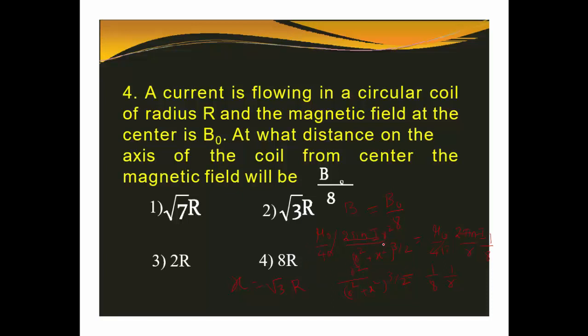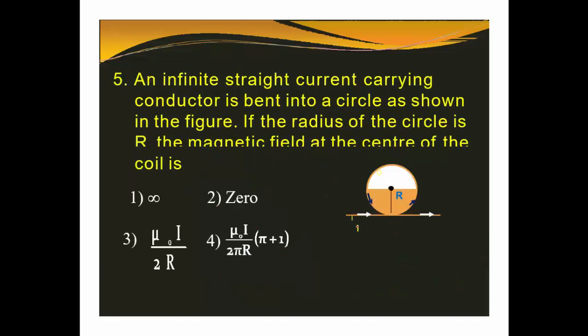Okay, that is a difference here. Small r, here it is written as capital R. That is a difference here. Now solve this, you get the answer as x equal to root 3r. Option is 2.